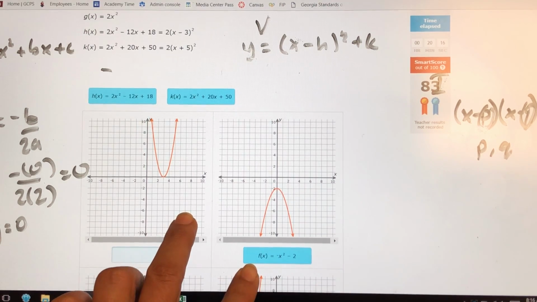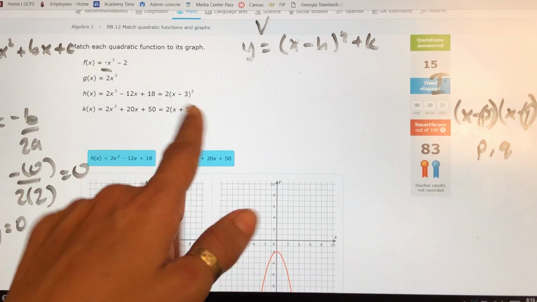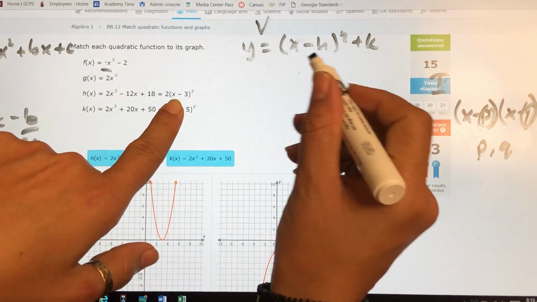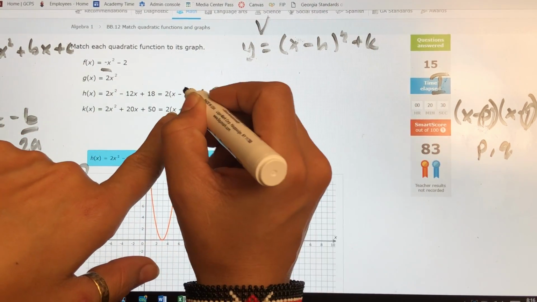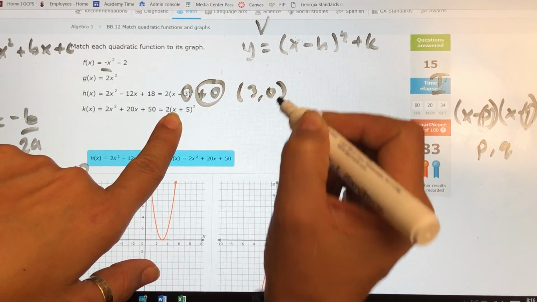Okay, and I have 2 left, and they're in vertex form. So I guess I'll just go ahead and use vertex form. I'll do one, and that'll take care of the other. So I want to make it look like this. The only reason it doesn't look like this is it doesn't have k. If there's no number there, what is it? 0. So my vertex is 3 and 0.